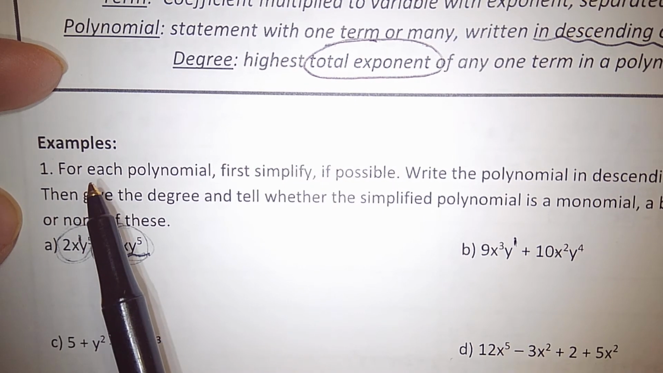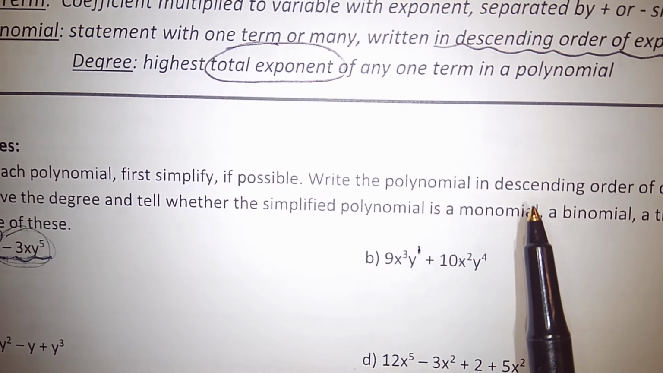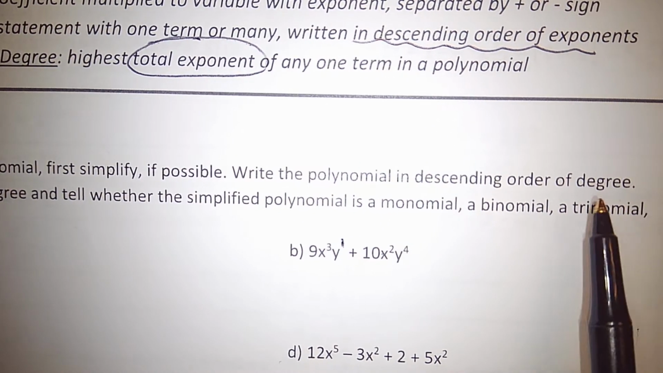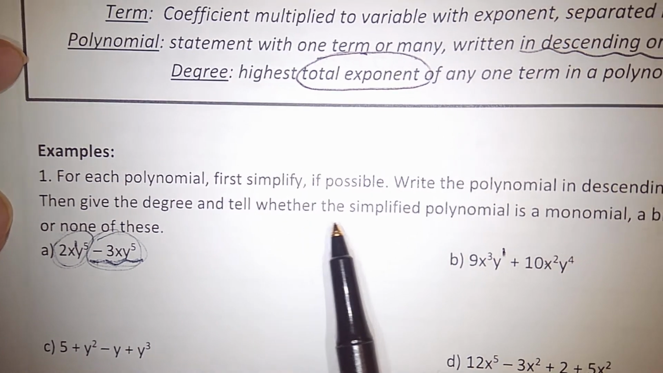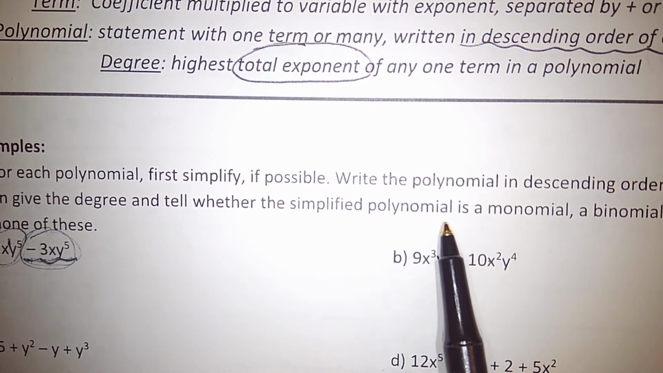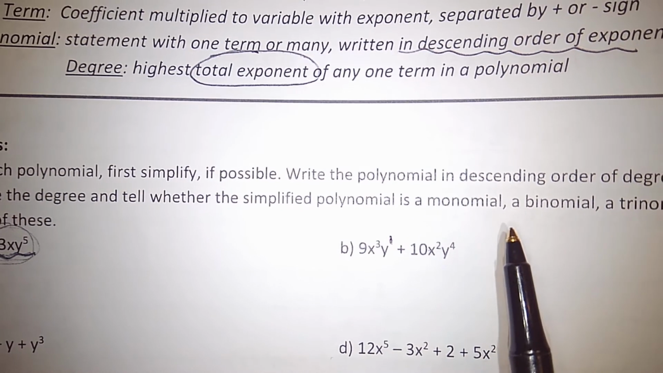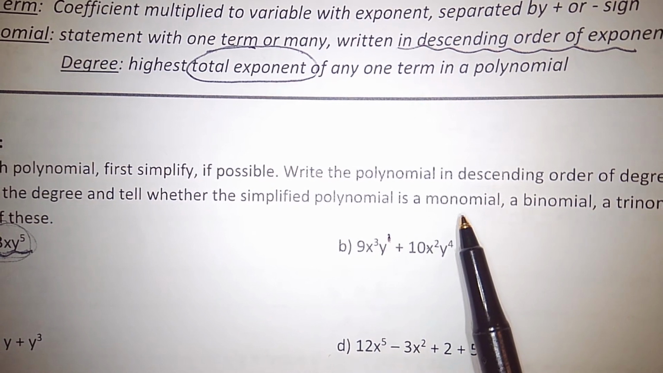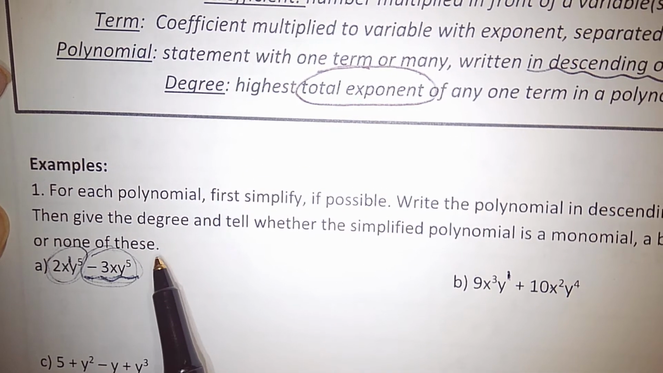For each polynomial, first simplify, if possible, write the polynomial in descending order of degree, then give the degree and tell whether the simplified polynomial is a monomial, binomial or trinomial. You're none of these, right?